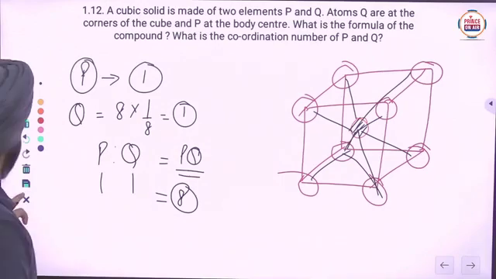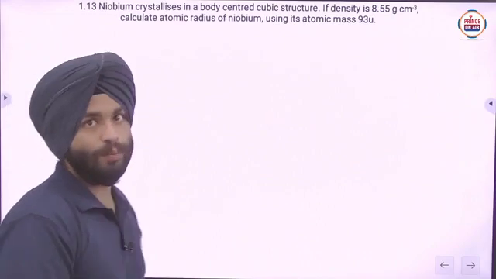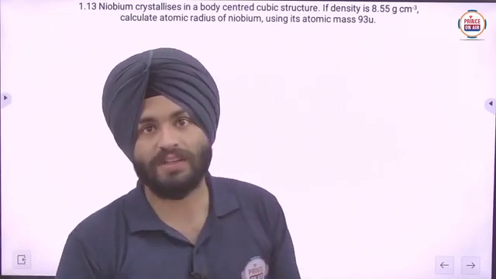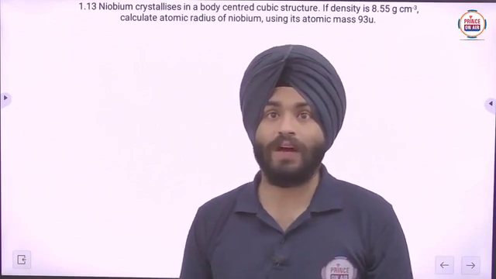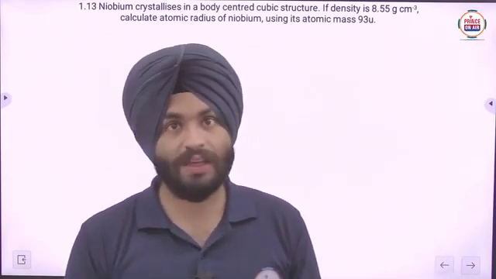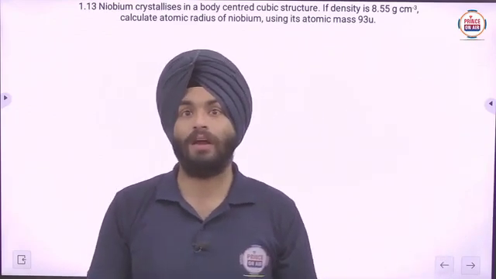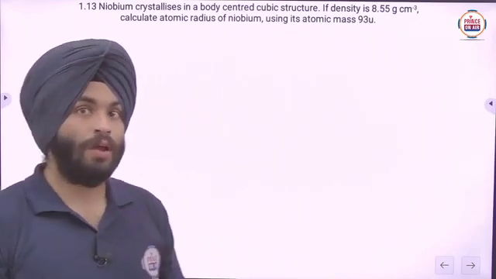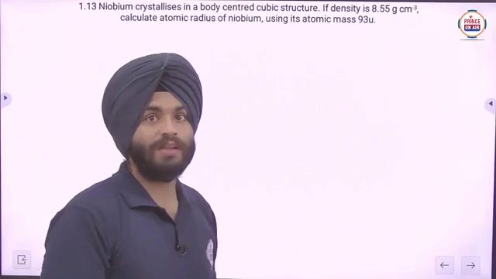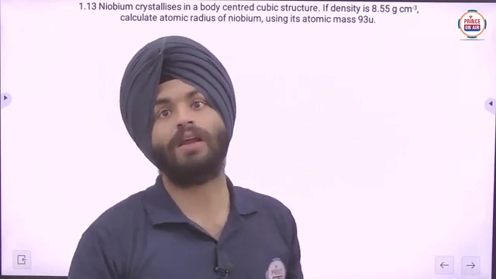Next is, niobium crystallizes in a body centered cubic structure. If the density is 8.55 gram per cubic centimeter, calculate the atomic radius of niobium using its atomic mass of 93 units. Through that you have to calculate the edge length, and from the edge length you can calculate the radius.